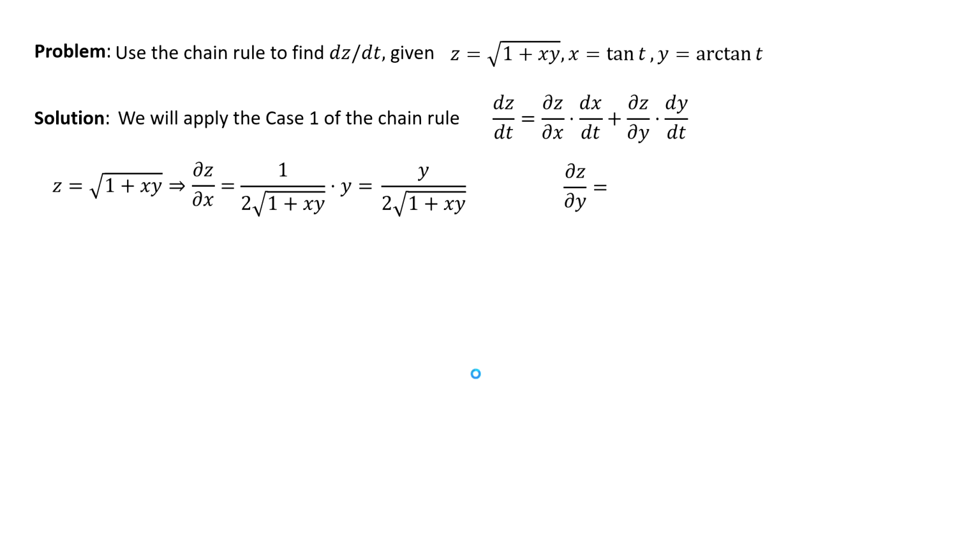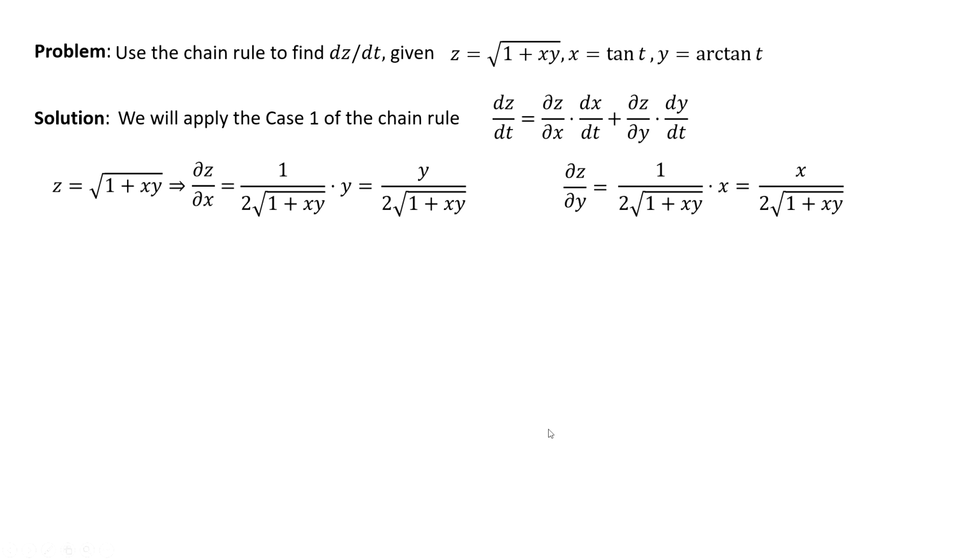Similarly, if z is that, what is partial z with respect to y? 1 over 2 square root of 1 plus xy to begin with, times the derivative of 1 plus xy with respect to y, partial, which is x. Cool.